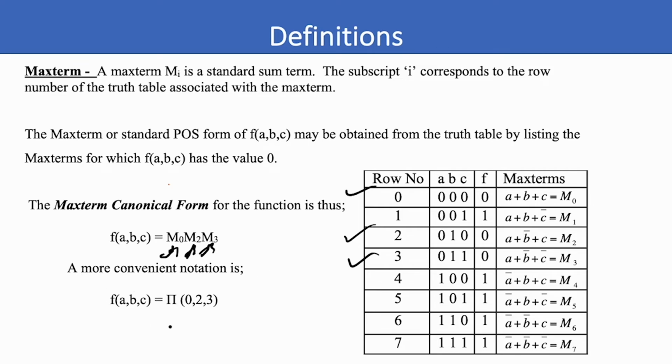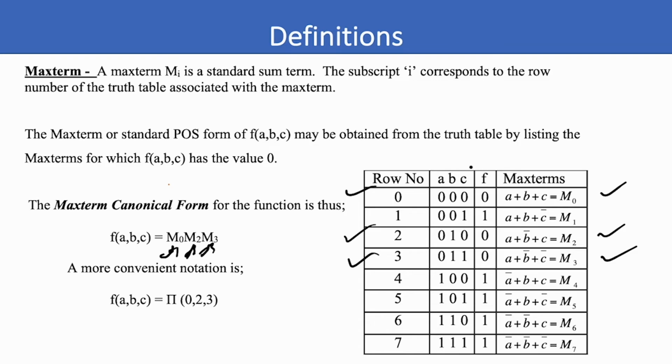So a more convenient notation is just this multiplication sign right here. And the shorthand would be, this is the multiplication of standard sum terms 0, 2, and 3. And again, that's where the function is equal to a 0. So you can define a function in a truth table either by the ones of the function, where the function is a 1, or when the function is a 0, because the output of this function is either going to be a 0 or 1.